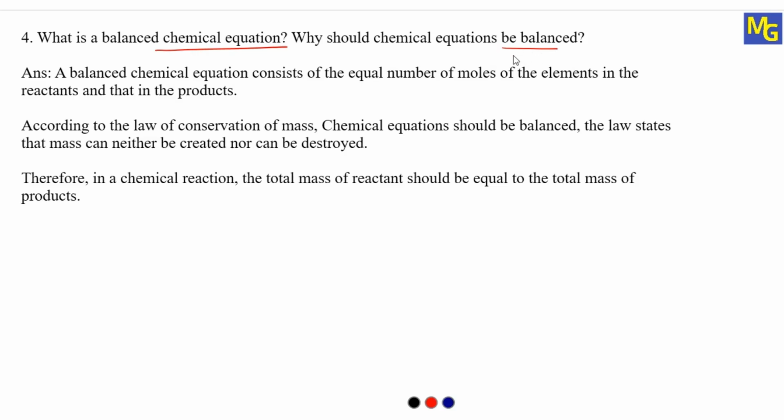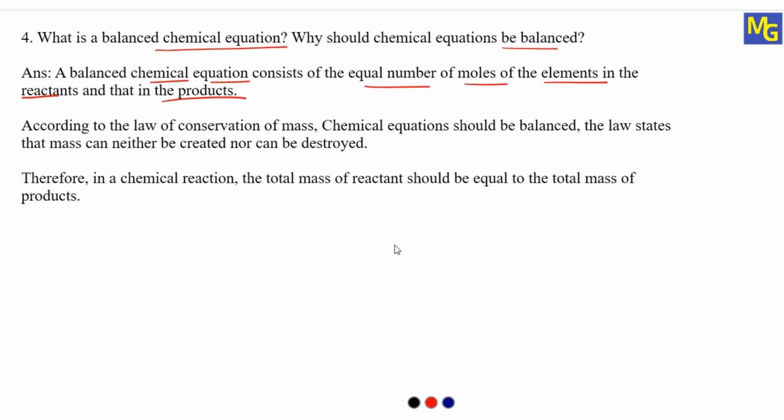So always remember, whatever chemical reactions we can see in our day-to-day life, all should be balanced. And why should it be balanced? This we have to answer. So the answer is, a balanced chemical equation consists of the total number of moles of elements in the reactant and that in the products.